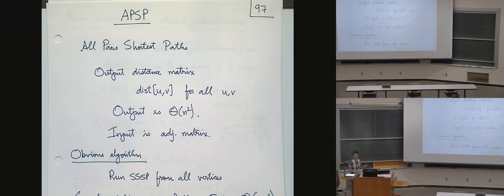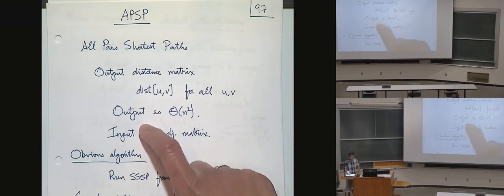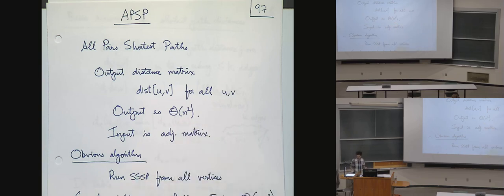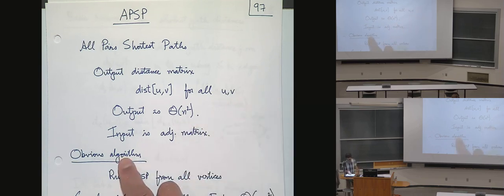All pairs of vertices. And so the output itself is like n squared, right? Because you have one entry for every pair. It's useful to think of the input as the adjacency matrix because that's going to make lots of the algorithms more convenient.